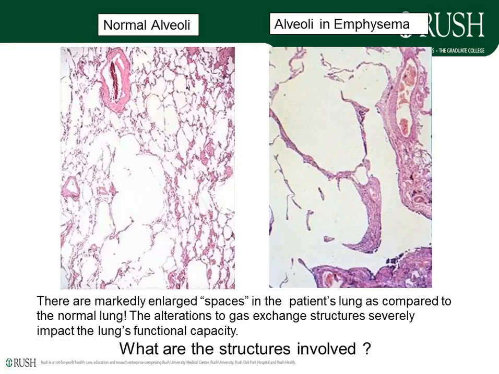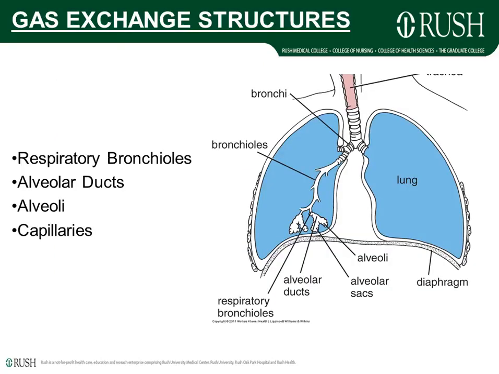When you look at this histologically, you can compare the normal alveolar spaces here with these in an emphysema patient. What basically happens is that you lose the alveolar walls in emphysema, and you end up with much less surface area in which to conduct the gas exchange. So this severely impacts the lungs' functional capacity. So let's look at the specific structures involved in this. As I said, there's respiratory bronchioles, alveolar ducts, alveoli, and then there's the vascular component, the capillary bed.